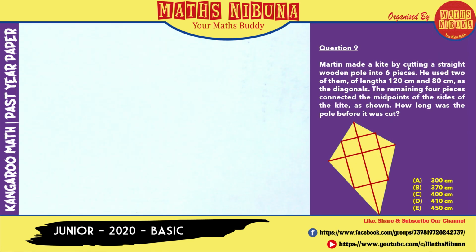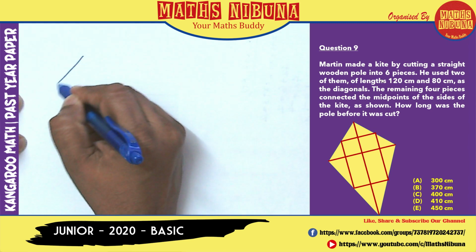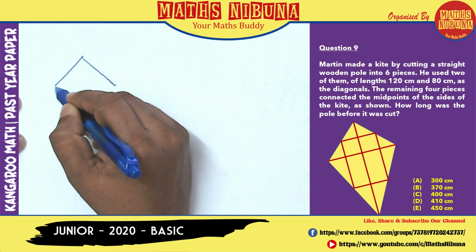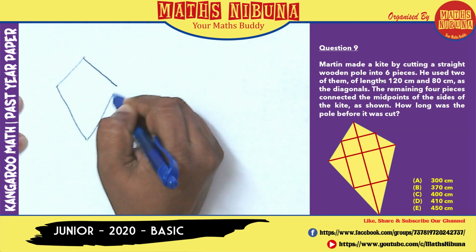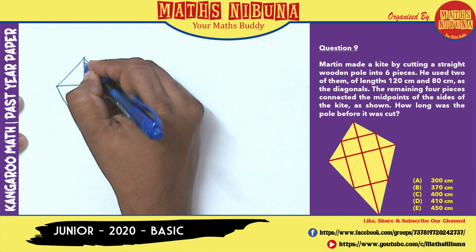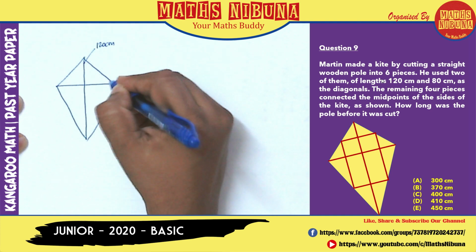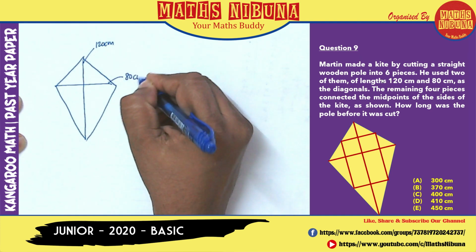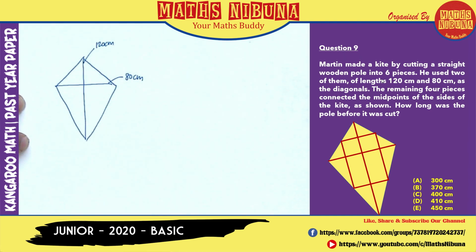Okay, Martin made a kite by cutting a straight wooden pole into 6 pieces. So we have 1, the red color, 2, 3, 4, 5, 6 wooden pieces. He used 2 of them of length 120 and 80 centimeters. What I do, I draw the kite. Let's say this is the kite, like this and then like this. This is 120 centimeters. This is 80 centimeters.